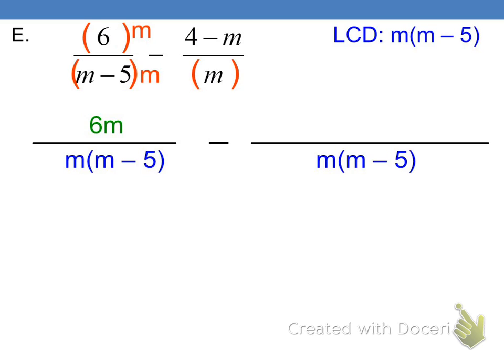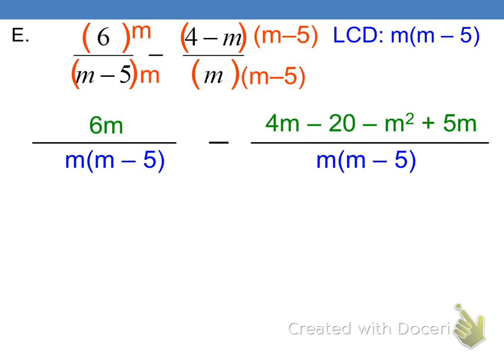M minus 5. Now here's where it gets a little tricky. I have a binomial up top times a binomial. You have to double distribute. Let me show you what I did here because a lot just happened. I did 4 times M, I got 4M. I did 4 times negative 5, I got minus 20. I did negative M times M, I got minus M squared. And I did negative M times negative 5, and I got plus 5M. Now, it's going to get even trickier because all of those need to be subtracted.